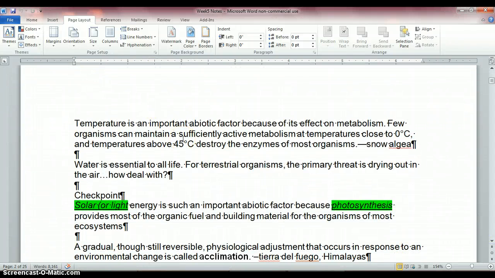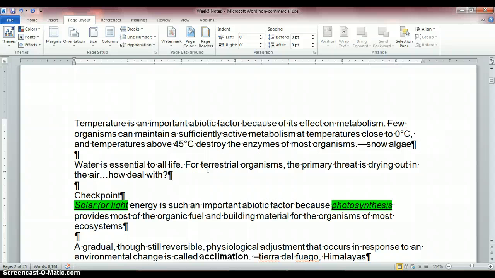Temperature is an important abiotic factor because of its effect on metabolism. We talked about this a little bit with homeostasis, right? Few organisms can maintain a sufficiently active metabolism at temperatures close to 0 degrees and temperatures above 45 degrees C, because these destroy the enzymes in most organisms. But there are examples like snow algae, which apparently I can't spell, that are different.